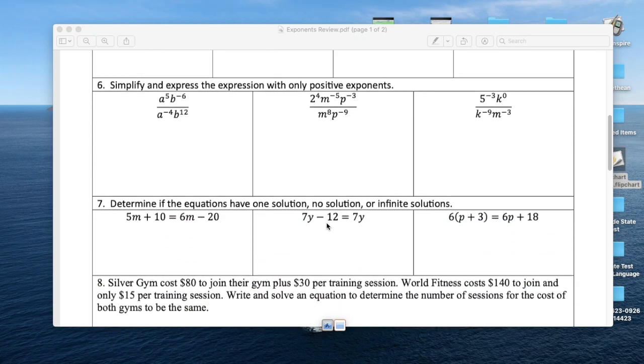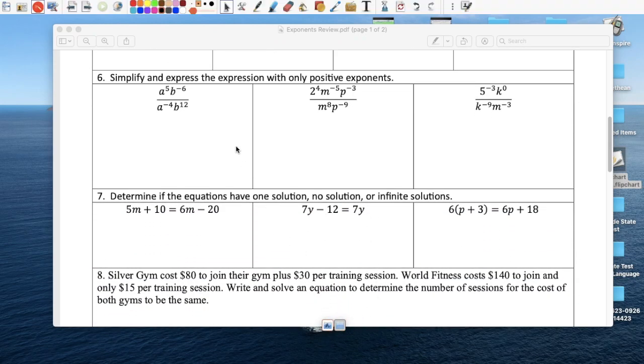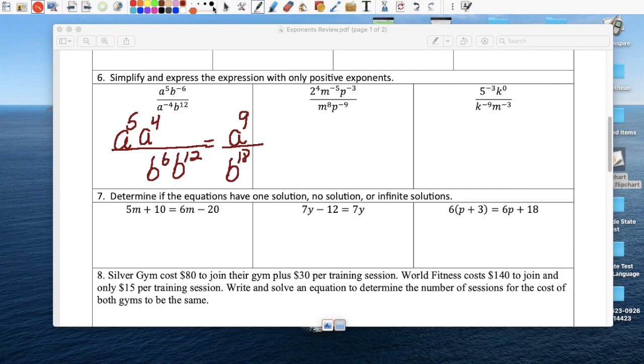All right, now we get to apply all that. So the first thing I would do here, if I were you guys, is make the exponents positive. So A to the 5th stays, A to the negative 4th goes upstairs. B to the negative 6 goes down, and B to the 12 is already positive, so it stays where it is. Don't leave your answer like that. We can combine. On the top, the bases are the same, so we keep the base, add the exponents, so you get A to the 9th, and at the bottom, we get B to the 18th. So that's your final answer.